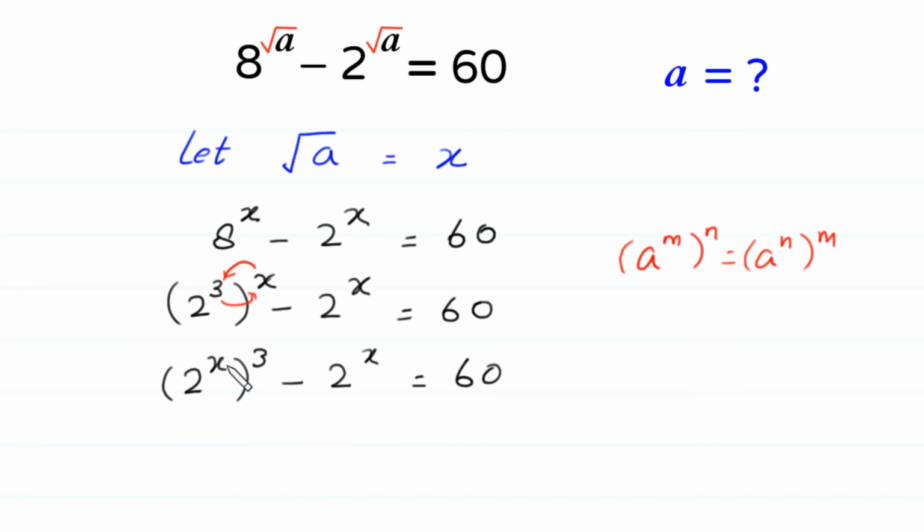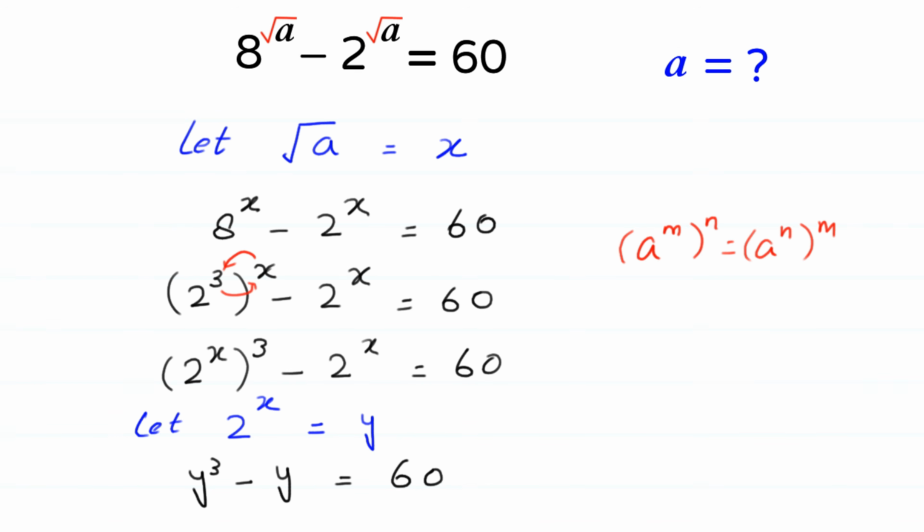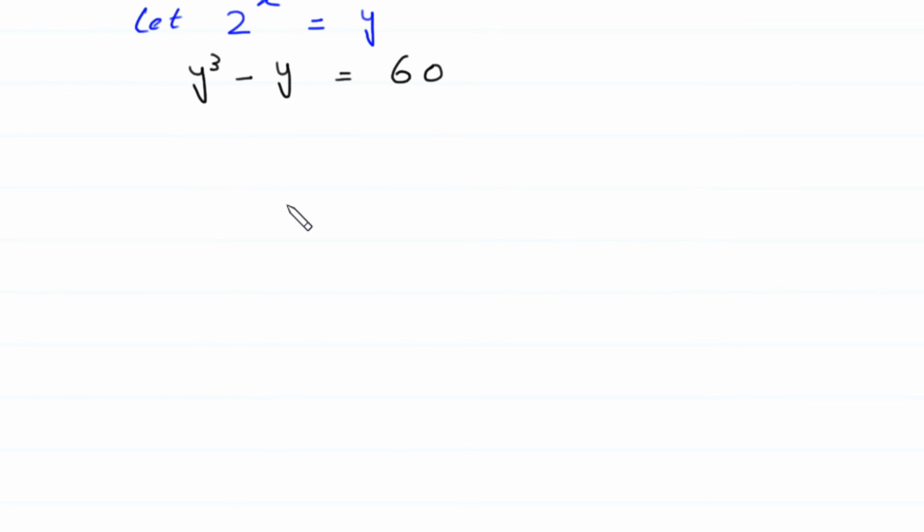Now here we have 2 to the power x and here we have 2 to the power x. So we suppose that let 2 to the power x is equal to y, and we substitute this y in this equation. Then this equation becomes y cube minus y is equal to 60. Next, we move this 60 to the left side. Y cube minus y minus 60 is equal to 0.